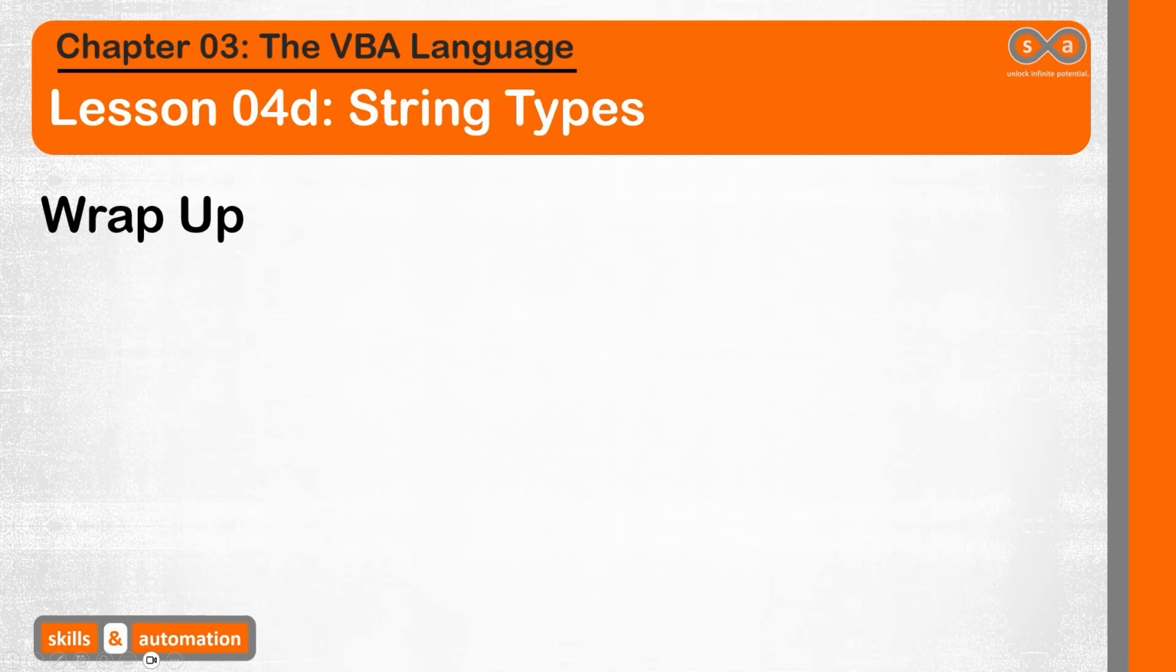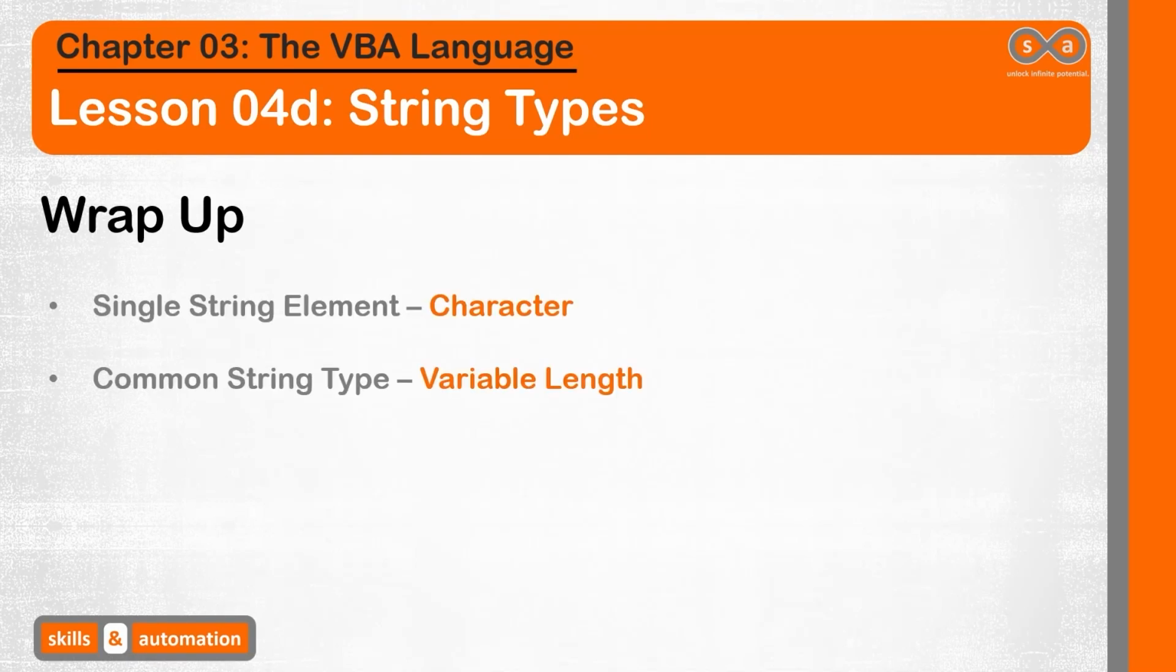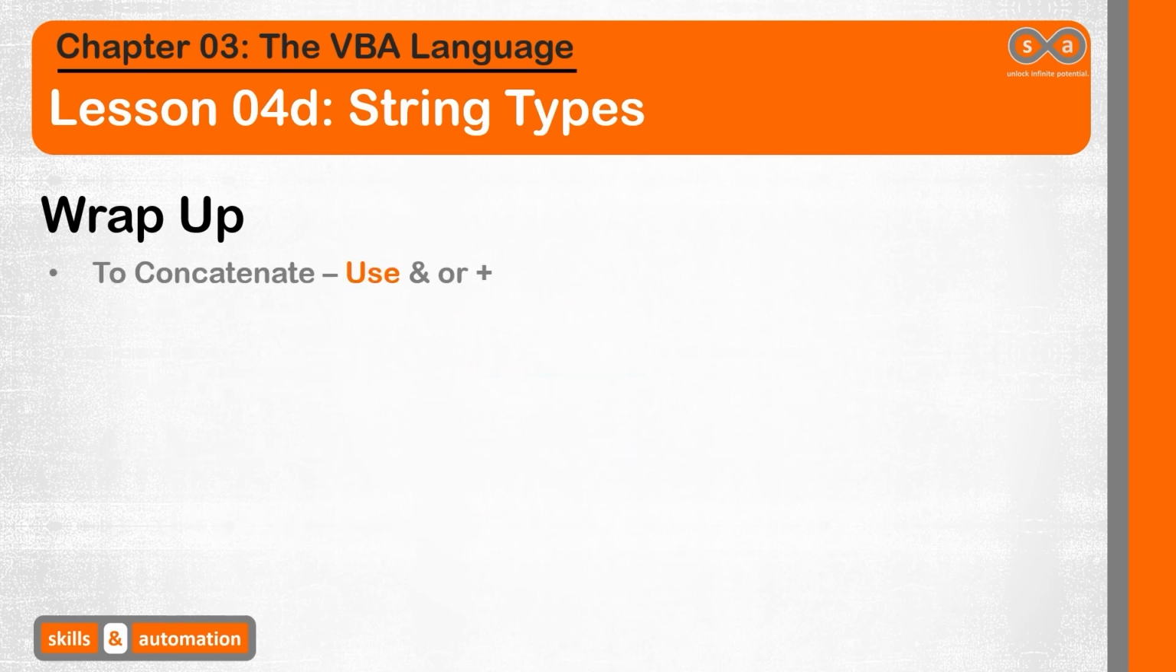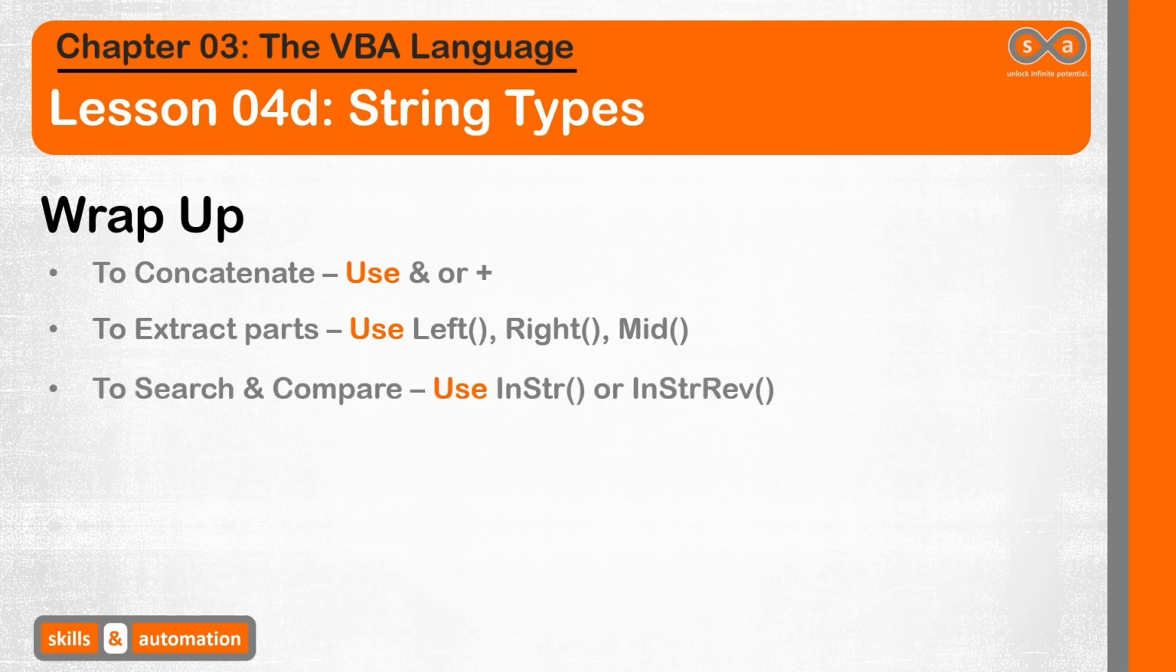A single element within a string is called a character. The most common type of string that we will use is the variable length type. The default value of a string is an empty string. And the best way to check whether a string is empty or not is to check its length using the Len function. We can join or concatenate strings using the plus sign or the ampersand sign. Use Left, Right, Mid to extract parts of a string. Use InStr or InStrRev to search and compare substrings within a string.